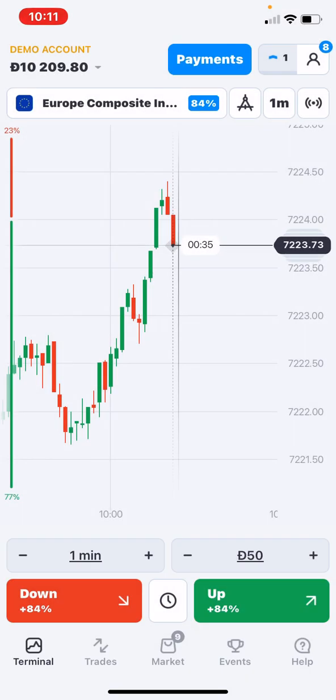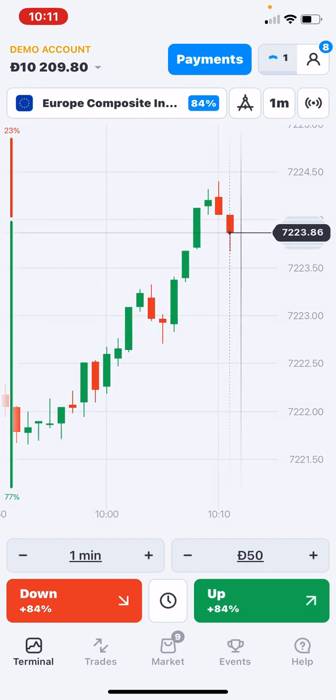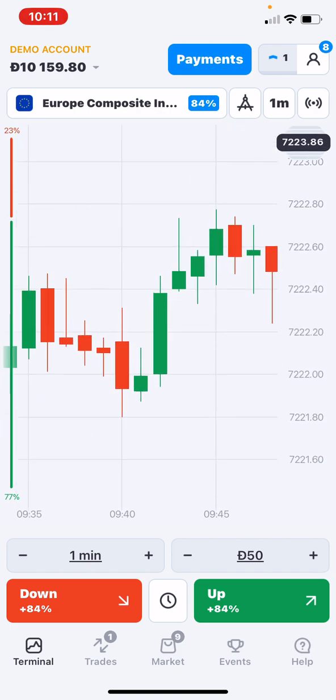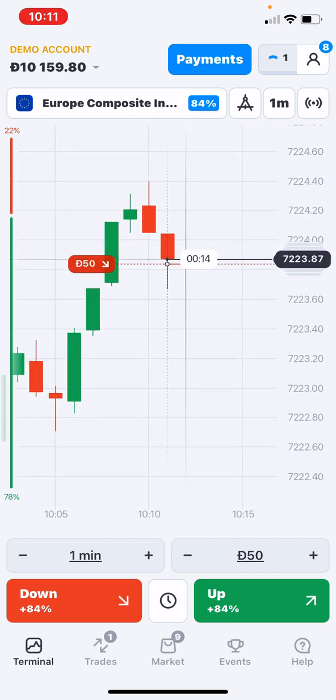I'll use $50 to trade. Now I'm not using indicators. I just want to show you an example. What I'm saying is that in the next 1 minute, this stock will fall. Now I have opened a trade, and as you can see here, $50. It has drawn a line for me. If it's above that line in the next 1 minute, I will lose the $50. But if it's below the line, I'll get my $50.